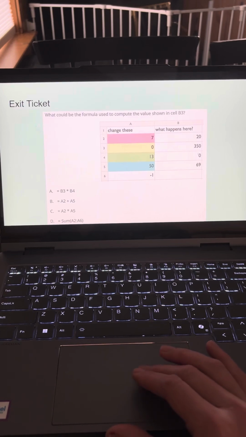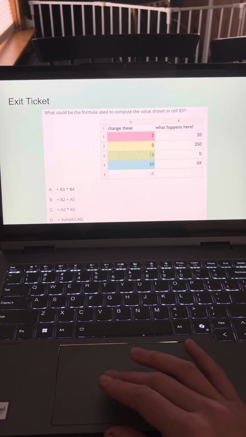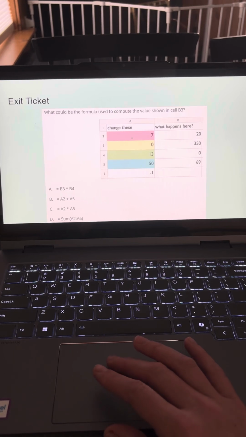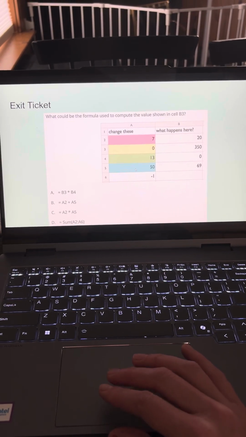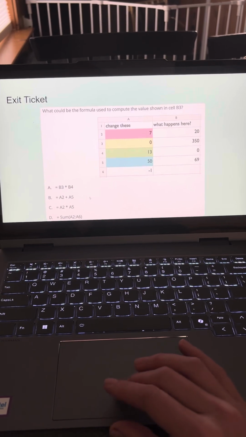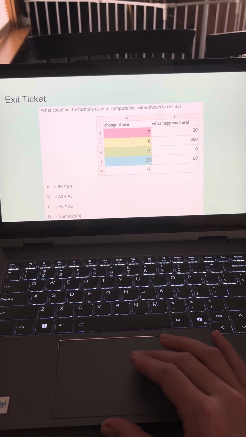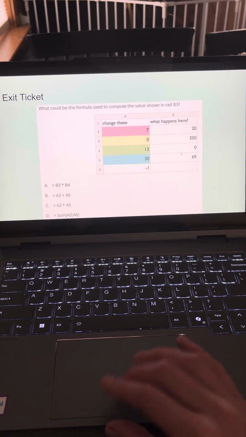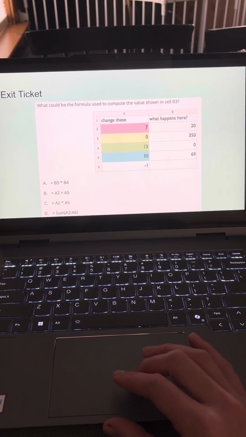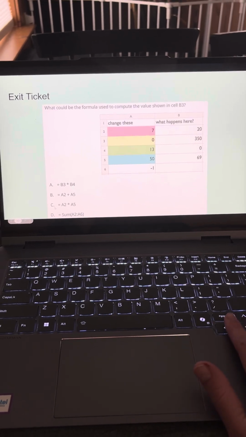If I did 350 times 0, I'd get 0, so that formula doesn't work. Let's try A2, which is 7, plus A5, which is 50. 7 plus 50 is 57, which does not work. Let's try the next one. A2 times A5, 7 times 50 is equal to 350. So that one would work. So my answer would be C. I just have to guess and check on those ones.